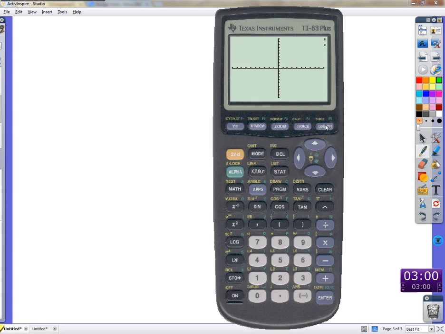Look at the graph, then the table. So all we need to do is really look at the table. And let's see. We start at, let's say, 3.9. Yep.